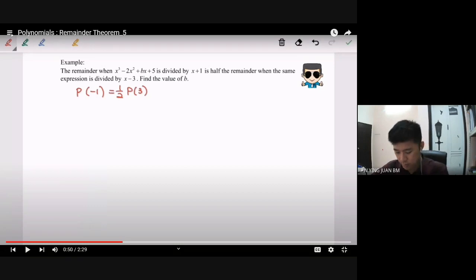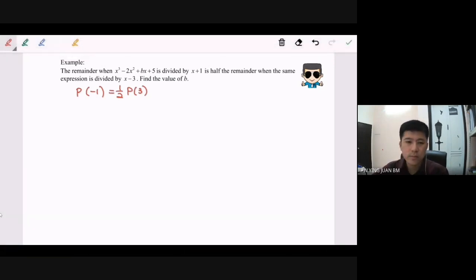Teruskan. 1 into the expression given. So for the left hand side, after I substitute the value, I will have negative 1, negative 2, negative b plus 5, which is the left hand side. Now we are going to move on to the right hand side. Substitute the 3, I will have 27 minus 18 plus 3b plus 5 for the right hand side.